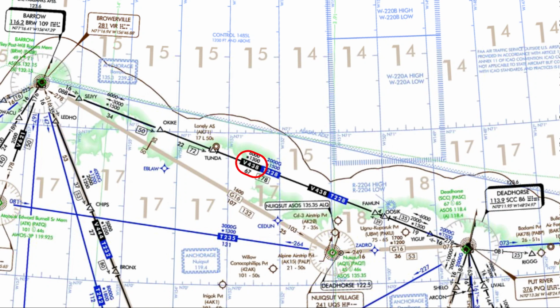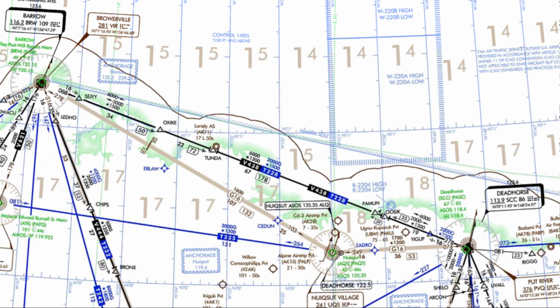Here, Victor 438 connects Barrow and Dead Horse VORs in northern Alaska. The total airway length is 178 nautical miles. Between Barrow and Dead Horse, there are 6 waypoints. The distance of each segment is depicted. For example, the distance between Sedgey and Okike is 34 nautical miles. The distance between Barrow VOR and Okike is 50 nautical miles. The route from Barrow to Dead Horse happens to be a joint Victor RNAV airway.